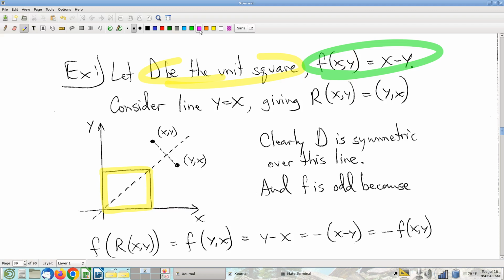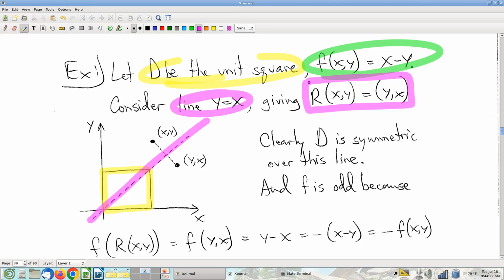First thing to notice, this square is symmetric over a lot of lines, if I could draw competently. Right, a bunch of different lines over which the square is symmetric. So we can't just say the domain's symmetric. It's not good enough. What kind of symmetry do we have? Specifically over what line, because we've got to double check and make sure that line's the same line we use for oddness. So I'm going to start with the right answer here, which is that we're going to use the line y equals x, for which I argue that this is the formula for the reflection.